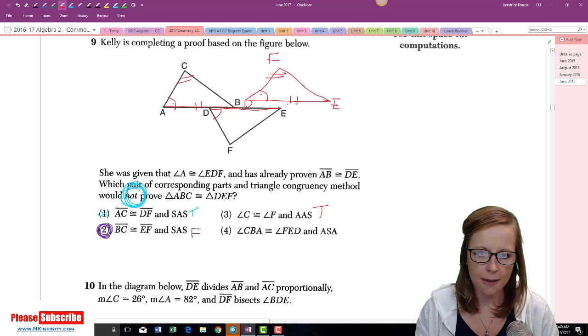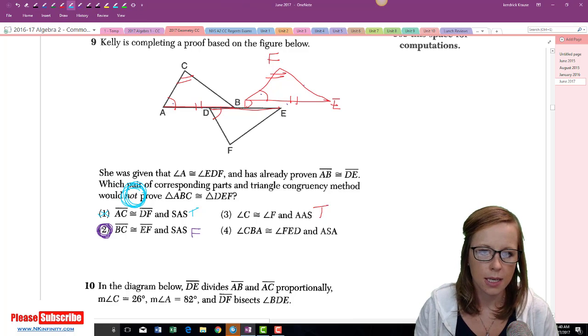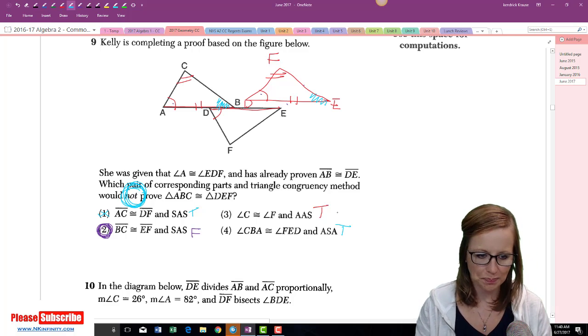What about CBA? I'm going to do those in purple. CBA would be, I guess blue. And FED would be that one. So it would be angle, side, angle. That would be true as well. So yeah, I did answer it correctly.